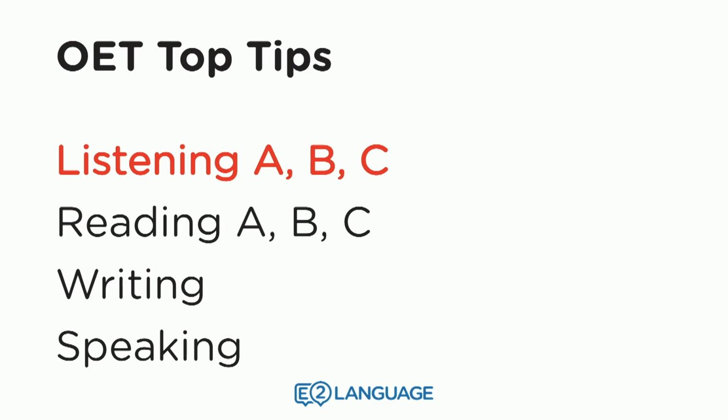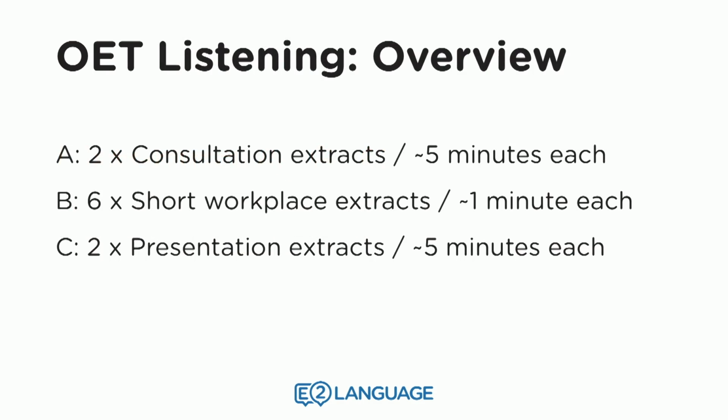Let's start with listening. Just to refresh your memory, in the OET listening test, in part A, you're going to hear two consultations between a doctor and a patient or something like that. Each will go for about 5 minutes. In listening part B, you're going to hear 6 short workplace extracts of about a minute each, followed by a multiple choice question. In listening part C, you're going to hear 2 presentations, or perhaps a lecture and an interview. These will go for about 5 minutes each and each will have 8 multiple choice questions.